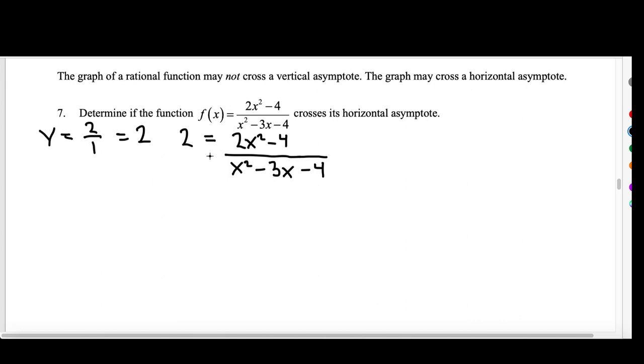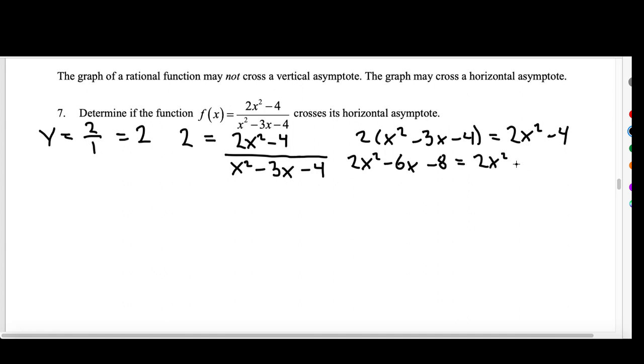And then I'll multiply both sides by the denominator, right? So I get, let's do over here, 2 times x squared minus 3x minus 4 equals 2x squared minus 4. If I distribute the 2 on the left here, I get 2x squared minus 6x minus 8 equals 2x squared minus 4.